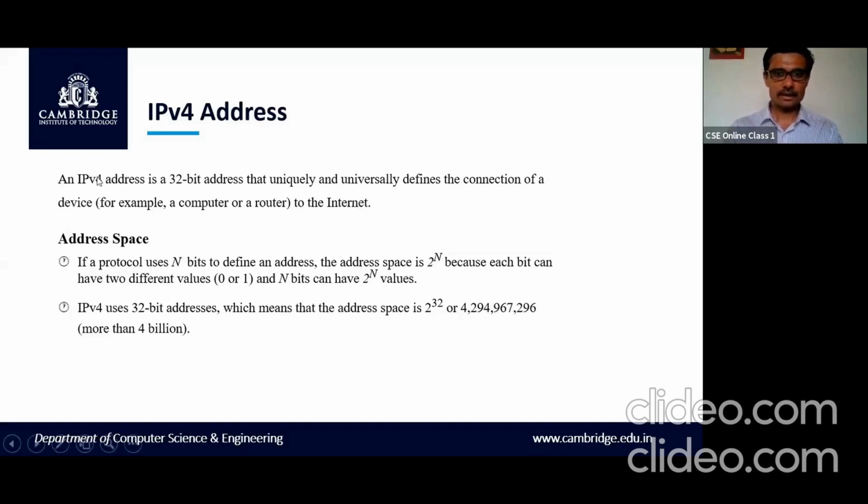An IPv4 address is a 32-bit address. It uniquely and universally defines the connection of a device which is connected to the internet. The device may be a computer or a router. Since it is a 32-bit address, 2 to the power of 32 addresses will be there in the address space.